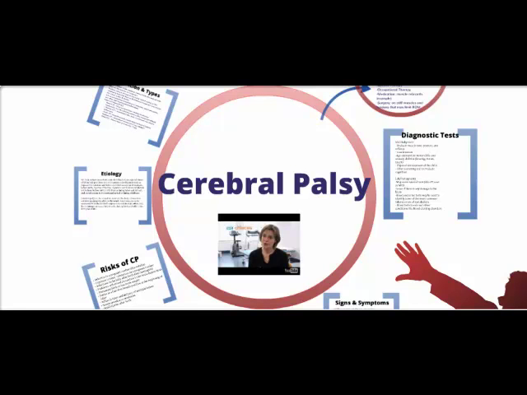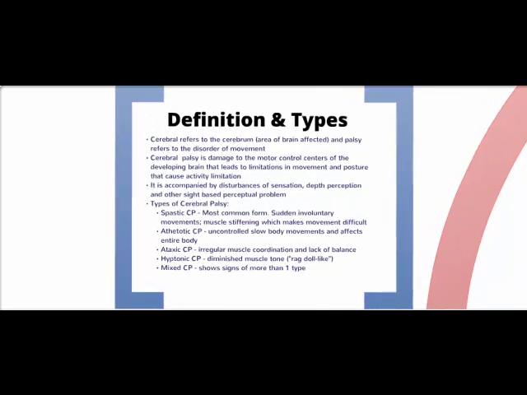A brief overview of cerebral palsy. Definitions and types. Cerebral refers to the cerebrum, the area of the brain affected in cerebral palsy, and palsy refers to a disorder of movement. Cerebral palsy is damage to the motor control centers of the developing brain that leads to limitations in movement and posture that cause activity limitations.